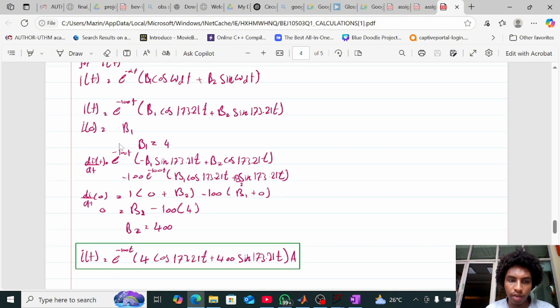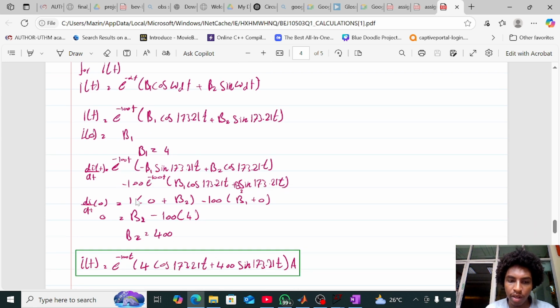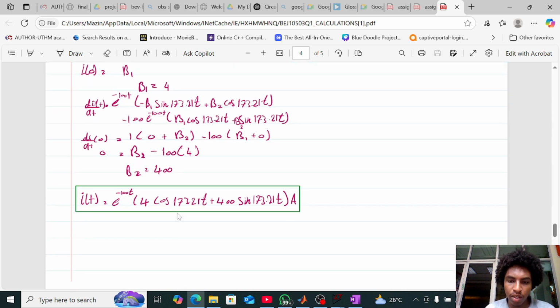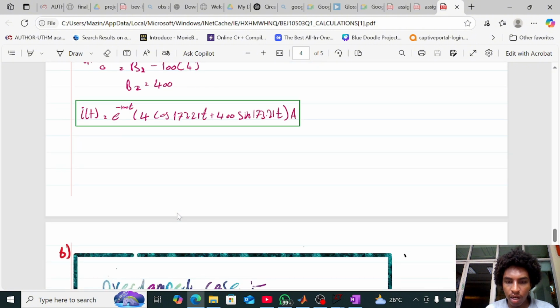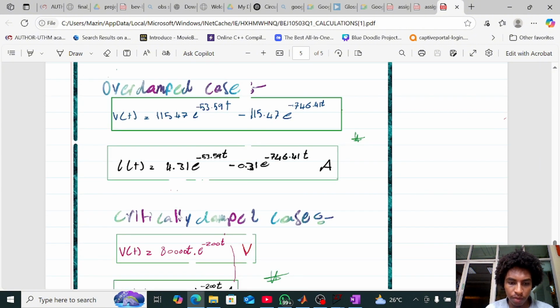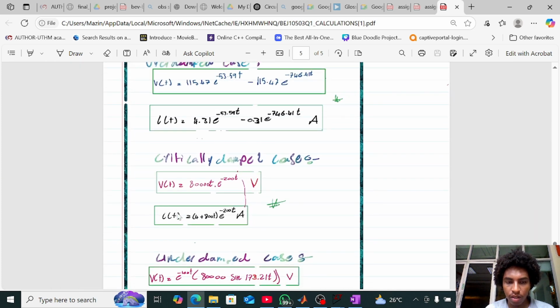Then the same thing for i of t. Write the general solution, get the values of I1 and I2, replace t with 0, differentiate it, and again replace t with 0, then we get the values of b1 and b2. So this is the general solution for i of t when it's underdamped. So these are the three cases, I mean the 6 equations, 2 for every single case.